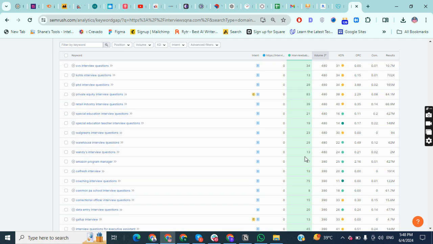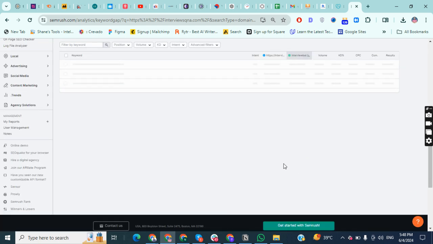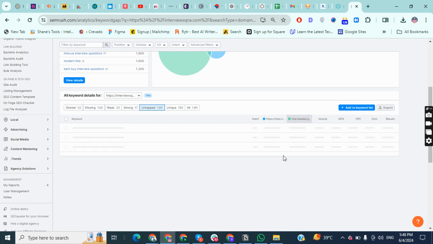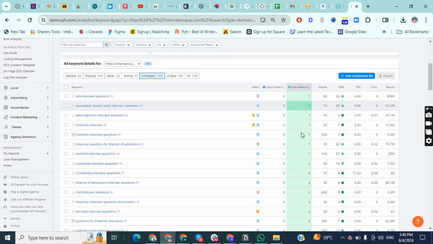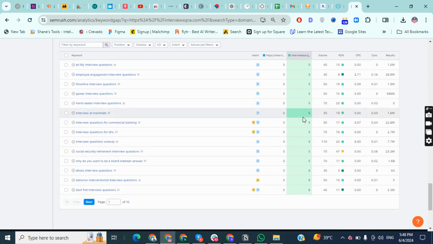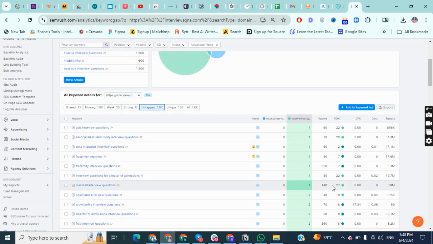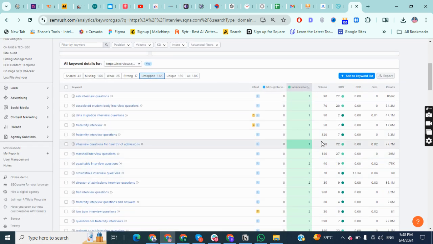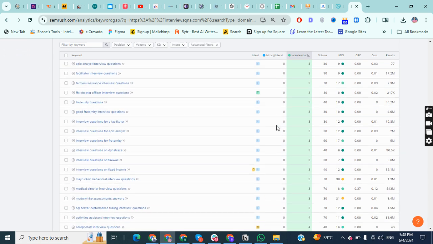We can rearrange them. Here the competitor is ranking in positions 1, 2, 3 for so many keywords in the top 10. So these are the keywords. They are also quick wins or easy keywords. So we should consider targeting these keywords.